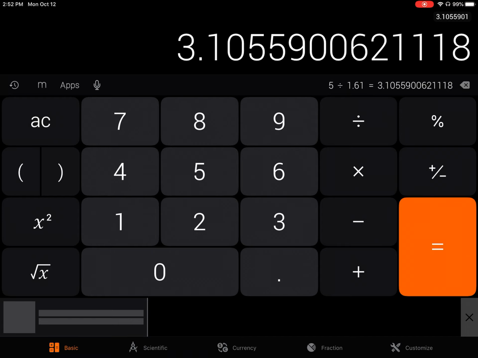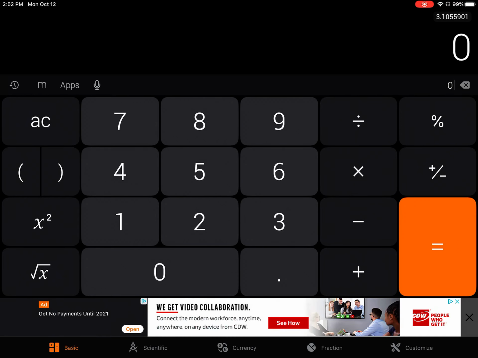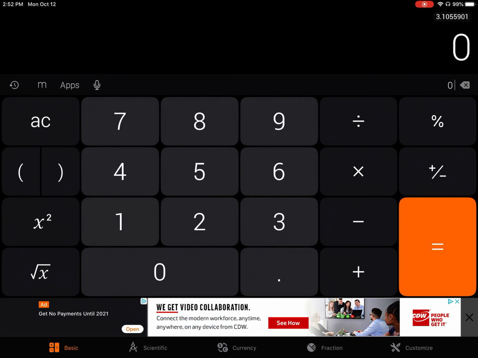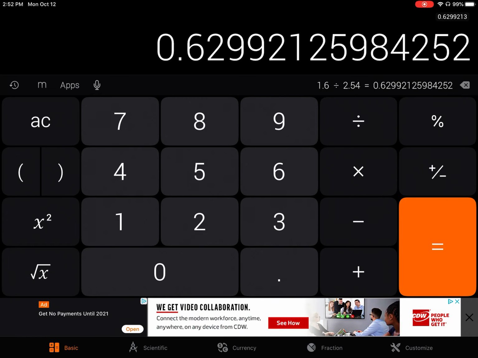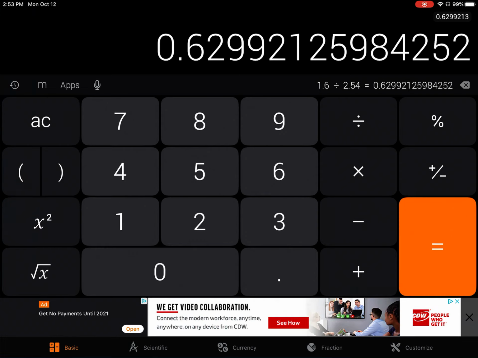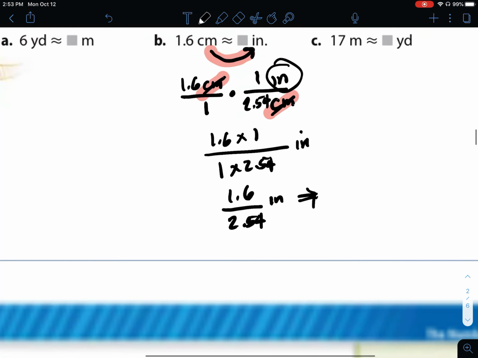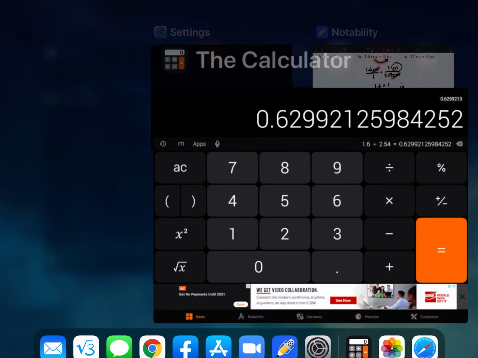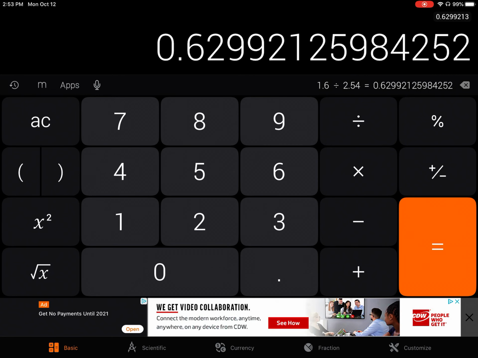So I'm going to use my calculator, and I'm going to get, sorry, I forgot the numbers. 1.6 divided by 2.54. The answer would be 0.6. I'm going to copy the result and write it down here. No, it's not copy pasting. Let me just copy it.